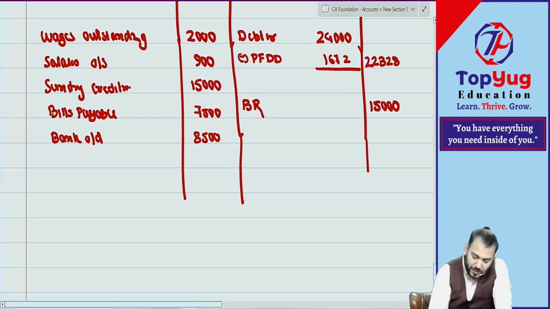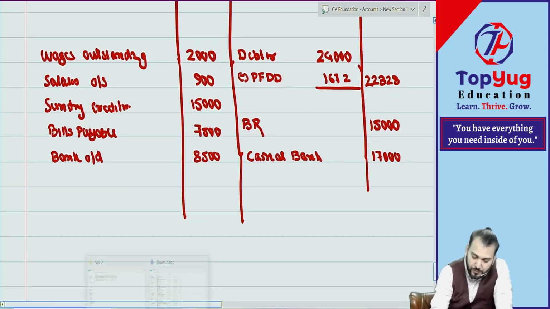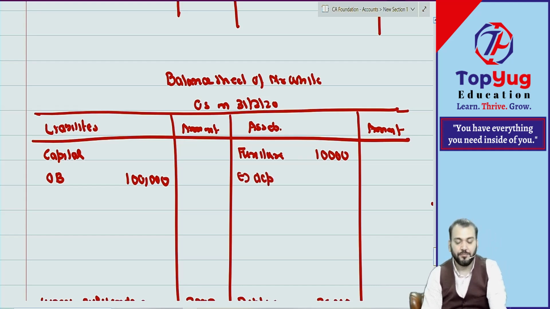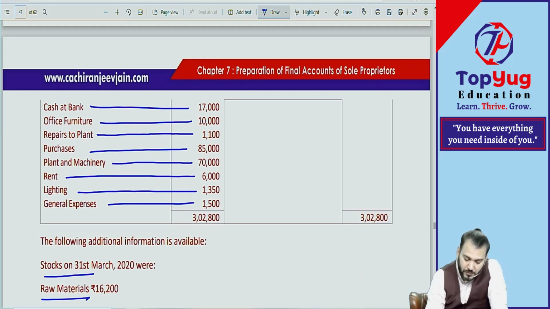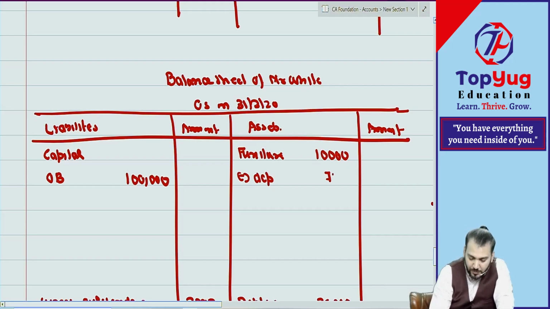Then cash at bank will go where? Cash at bank. How much? 17,000. Then what? Office furniture. First write down furniture. How much? 10,000 less depreciation. Whether they have given depreciation rate. Depreciation rate they have given. The machinery to be depreciated by 10%, on office furniture by 7.5%. So it is 750.